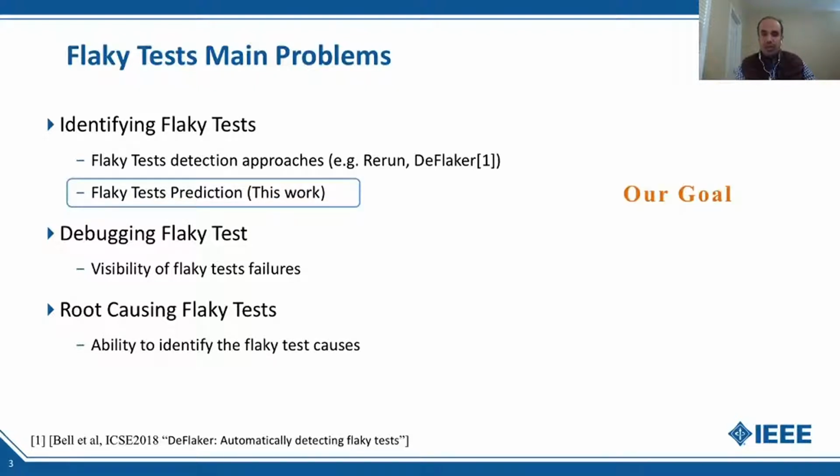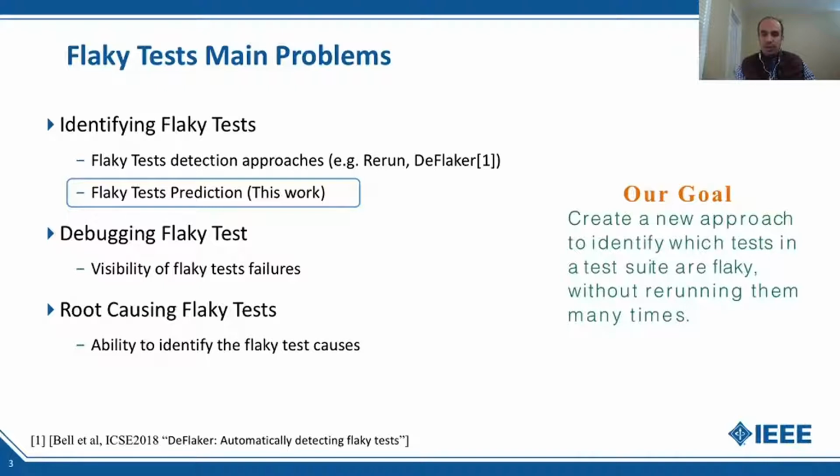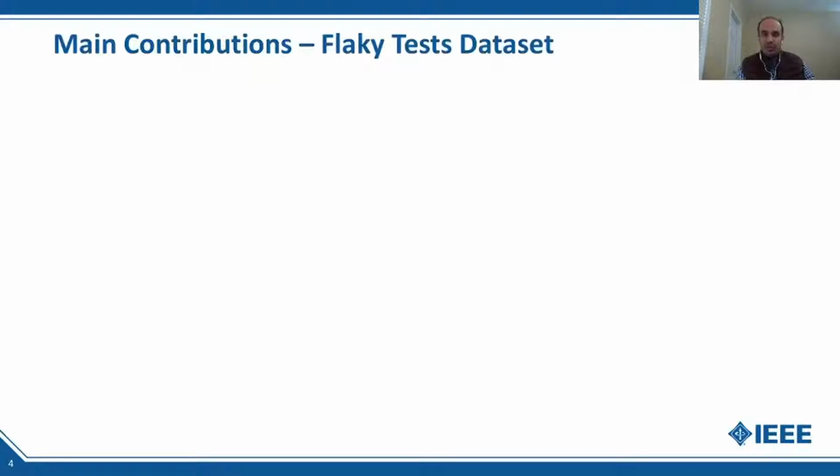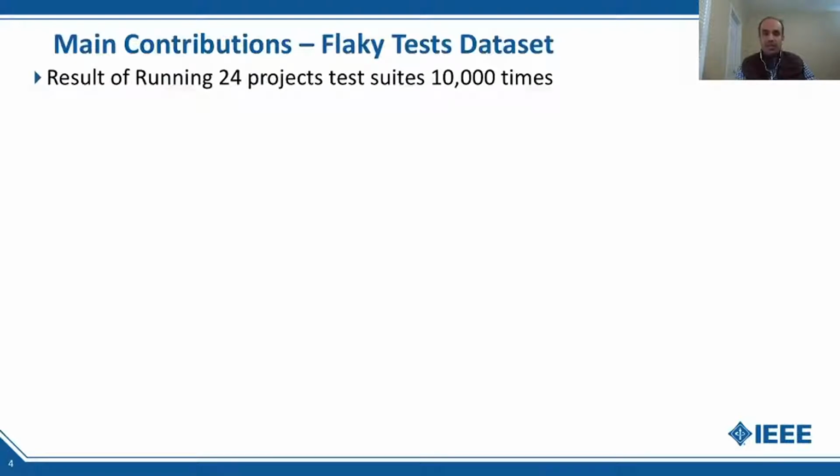Our main goal is to create a new approach to identify which tests in a test suite are flaky without rerunning them multiple times. In order to build and evaluate a flaky test predictor, we first needed to construct a rich dataset of flaky tests, which is one of the main contributions of this work. This dataset is a result of running 24 different Java projects 10,000 times.